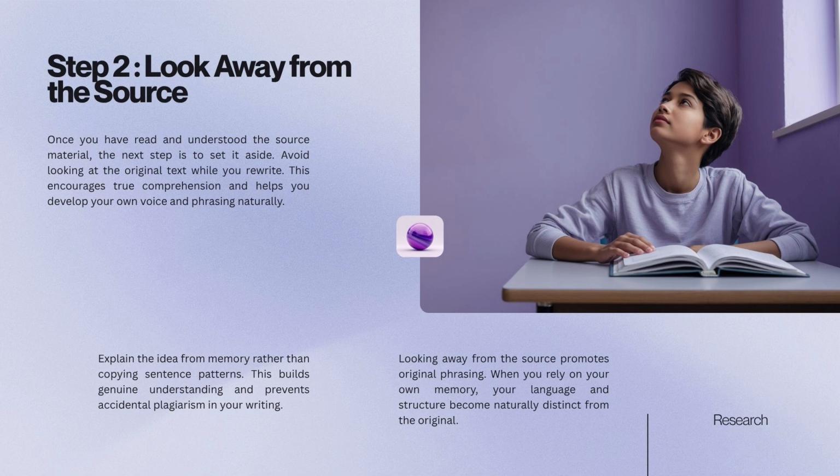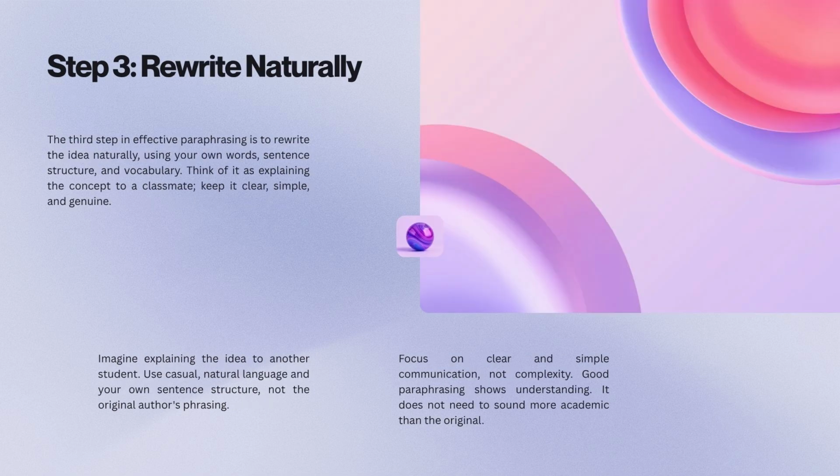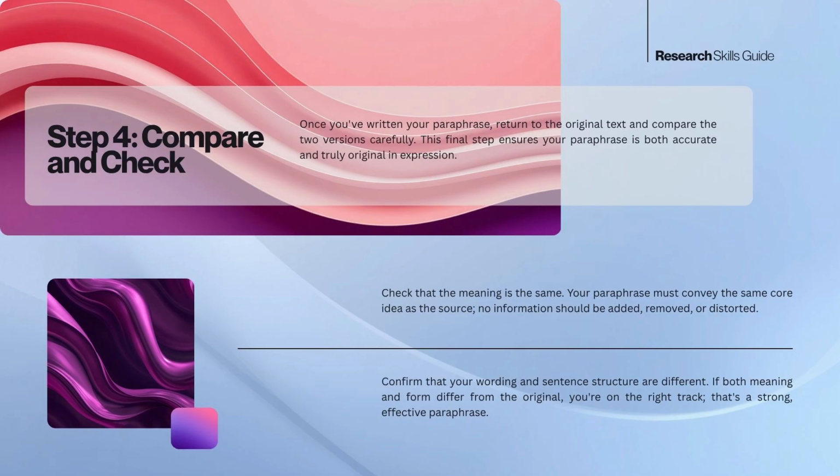The third step is to rewrite the idea naturally. Imagine you are explaining it to another student. Use your own sentence structure. Use your own wording. Focus on communicating the meaning clearly. The fourth step is to compare your version with the original. Ask yourself, does it mean the same thing? Have I used my own wording? Is the structure different? If the answer is yes, you are moving in the right direction.